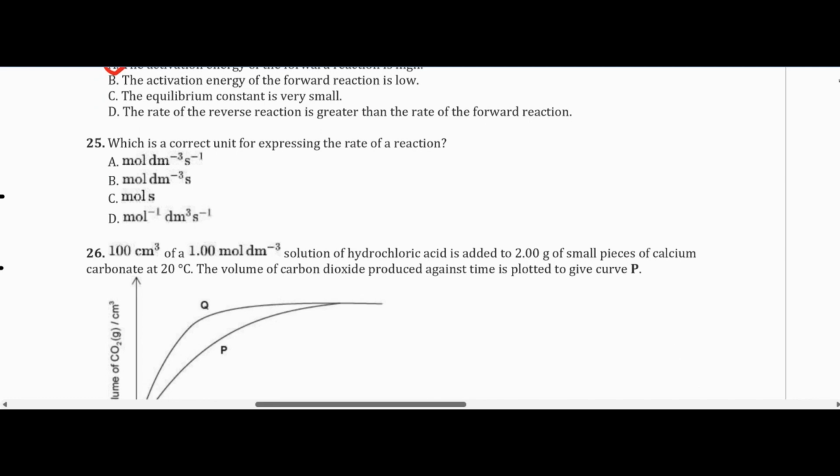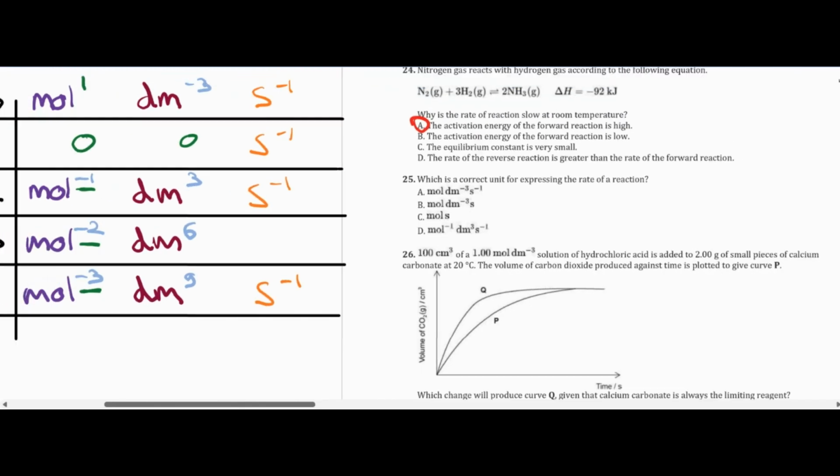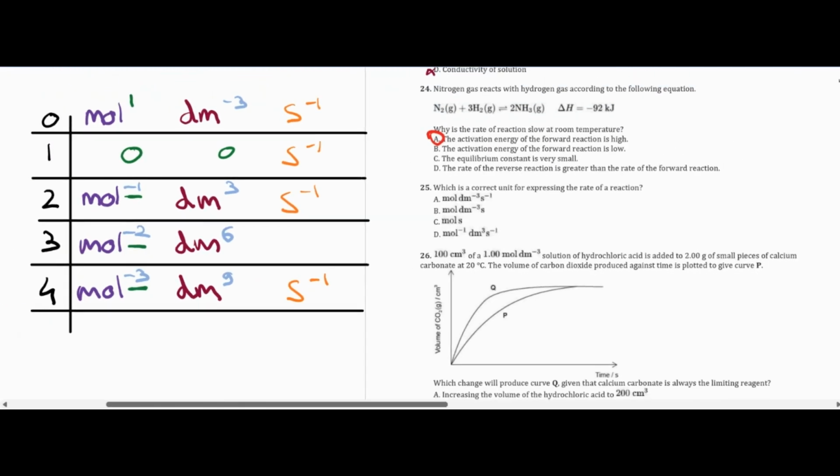25. Which is a correct unit for expressing the rate of a reaction? Well, I've just copied our table here. It could be both A and D. A corresponds to a 0th order, D corresponds to a second order reaction. So either one of those will be fine, even though the answers do say A is the correct answer.